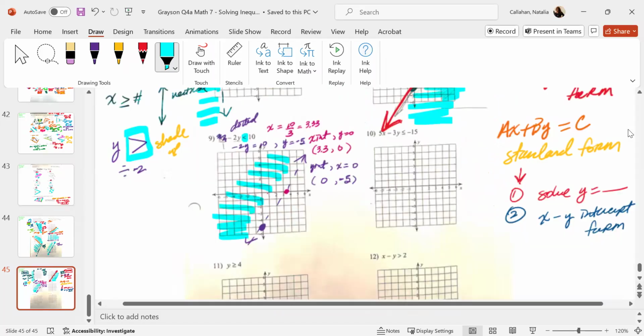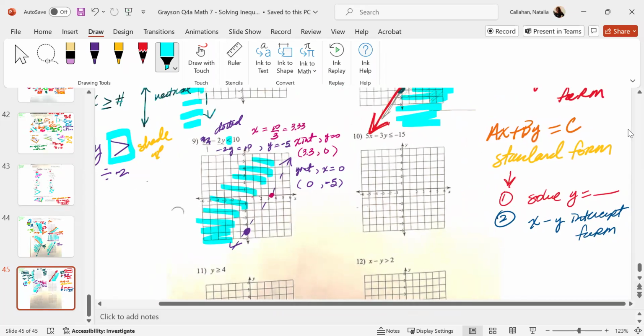Okay, so let's go on to number 10. You see how number 10 is still in standard form? So the easiest way to do this is just solve for x, or solve for y, okay? If you're solving for y, move the 5x over to the right side, right? So you have negative 3y less than or equal to negative 5x, because you're moving it over, minus 15, right?